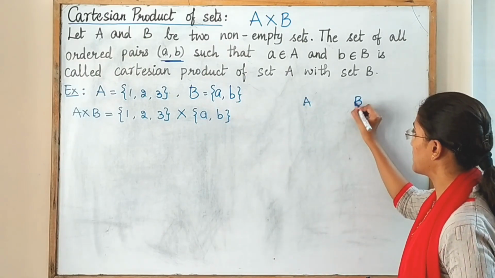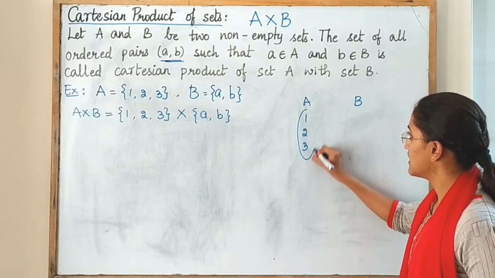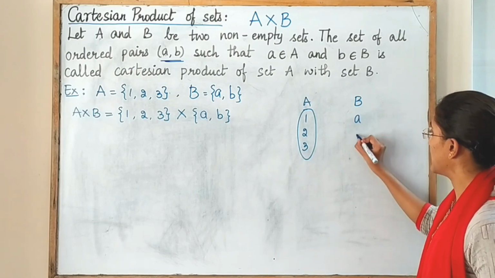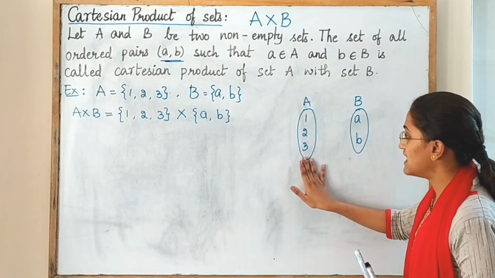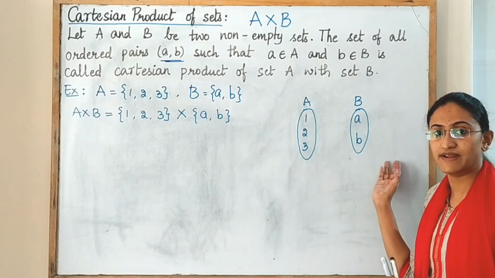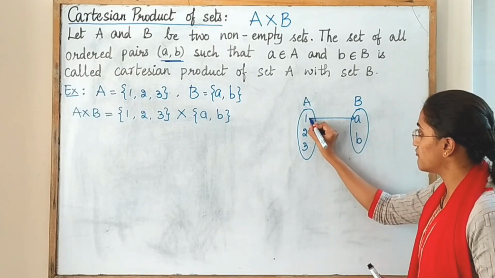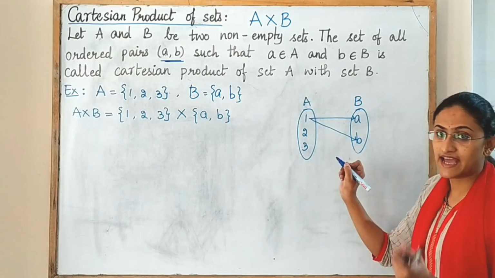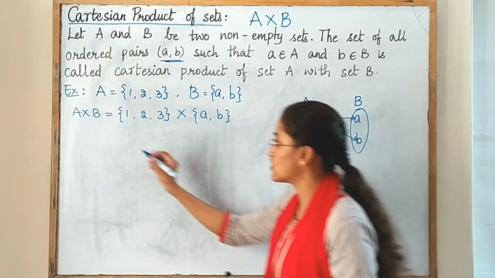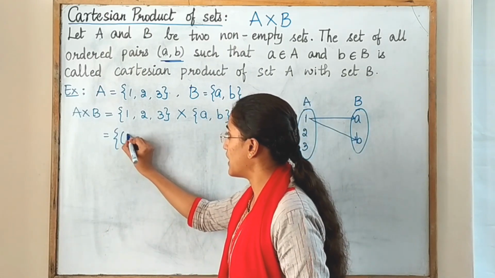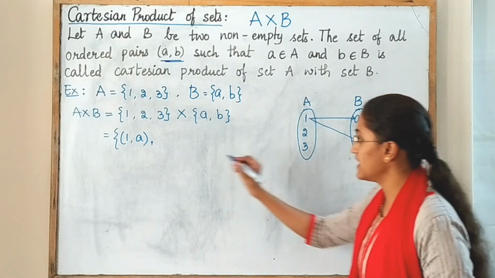Take the arrow diagram. Firstly, to understand the Cartesian product, the set A has 3 elements and the set B has 2 elements. Now go on connecting every element of A to every element of B. Now 1 will be connected to a. Again 1 will be connected to b. Hence you have got two ordered pairs now: the first ordered pair, (1, a), and the second one, (1, b).